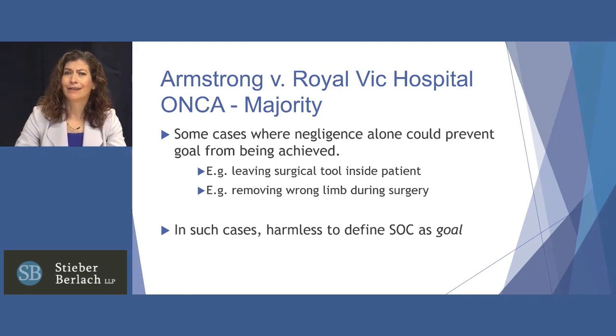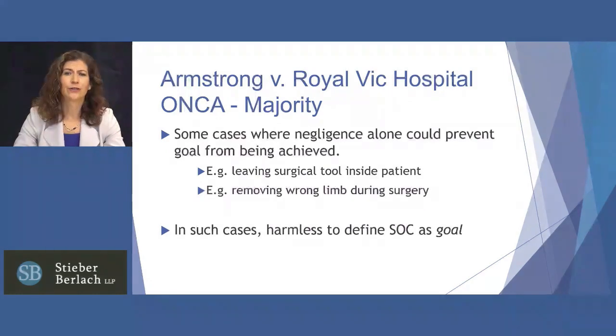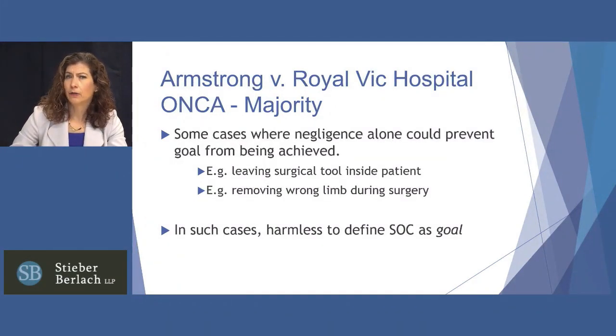So examples of when there really are no non-negligent causes of the injury might be, for example, if you cut off the wrong leg during surgery. There's no non-negligent explanation for that. Or if you leave a surgical tool or a sponge inside the patient. The only explanation of that circumstantial evidence is that there must have been negligence. And in that case, the Court of Appeal said, you can define the standard of care as a goal. It doesn't really matter. It's just so obvious that the circumstantial evidence of injury is proof that the standard of care is breached. But the Court of Appeal seems to be signaling that those cases will be few and far between.